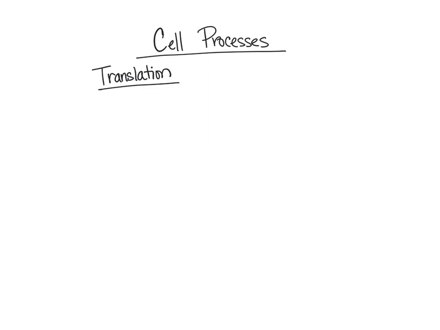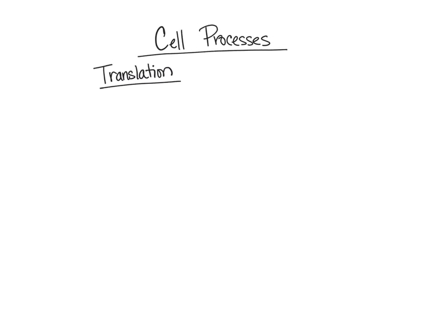All right, so now we're going to talk about our last cell process, and that is translation. Remember, we're talking about our central dogma of the information in DNA being transcribed into RNA, and now we're talking about it being translated into our protein. So translation is when our RNA is used to build a polypeptide or a protein.